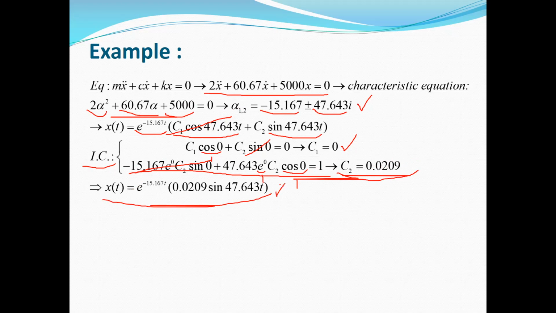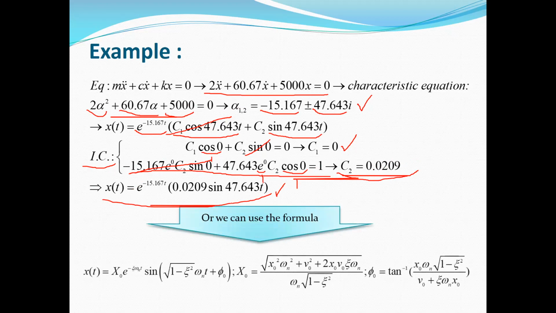So this is the response of your system. And if you plot it, you can see the behavior of your system. Also, you can use the formula as I explained. I mean, you can write that x(t) is equal to this term in sine form. X naught can be obtained from the initial condition. The initial condition for x is 0, so these two terms are 0. V naught is equal to 1. And omega and psi are obtained in the previous slide.